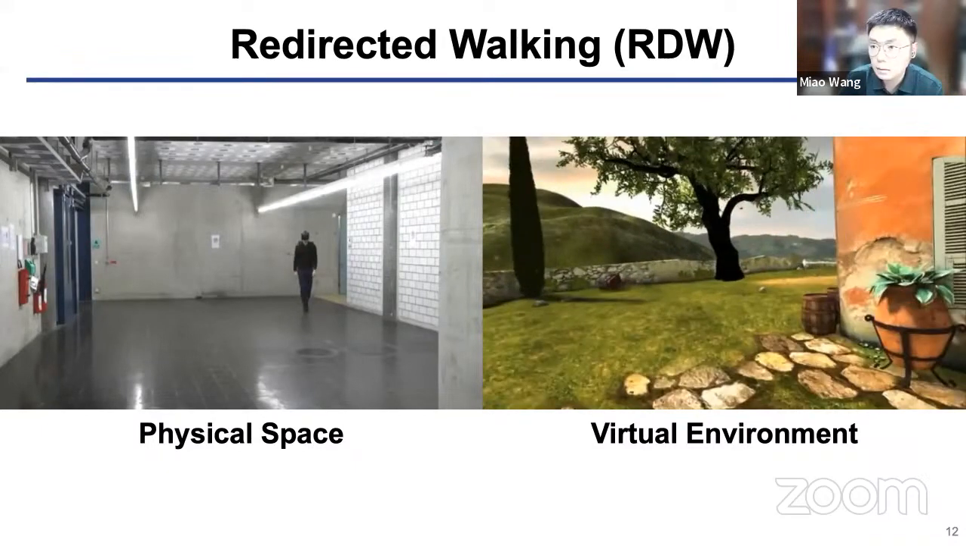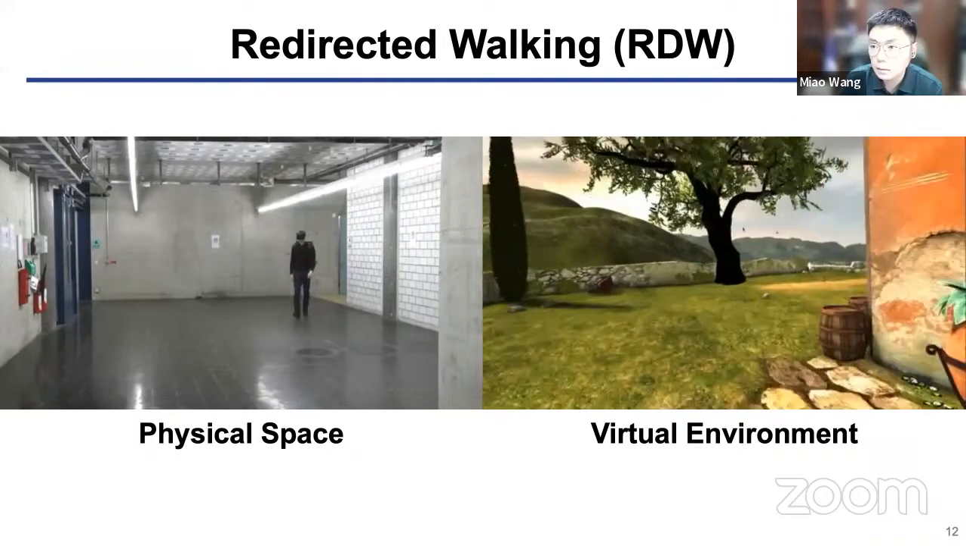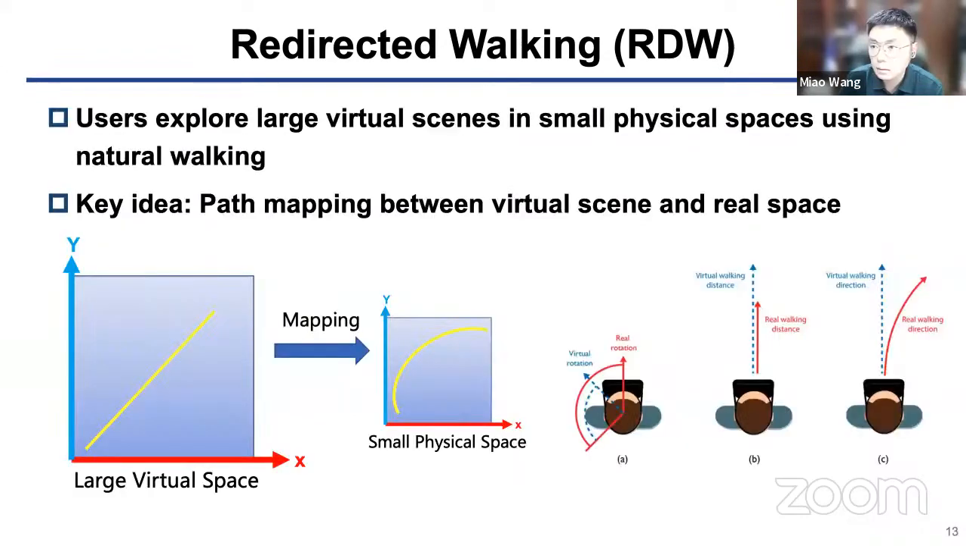And the idea is to match the paths between the virtual scene and the real scene. So in the large virtual space, the walking path is straight, and in this physical space, the walking path is curved. So the key is to compute the mapping between the sample points along the lines. And we try to do the mapping by manipulating the viewpoints of the user during walking. So we use gains to manipulate the paths.